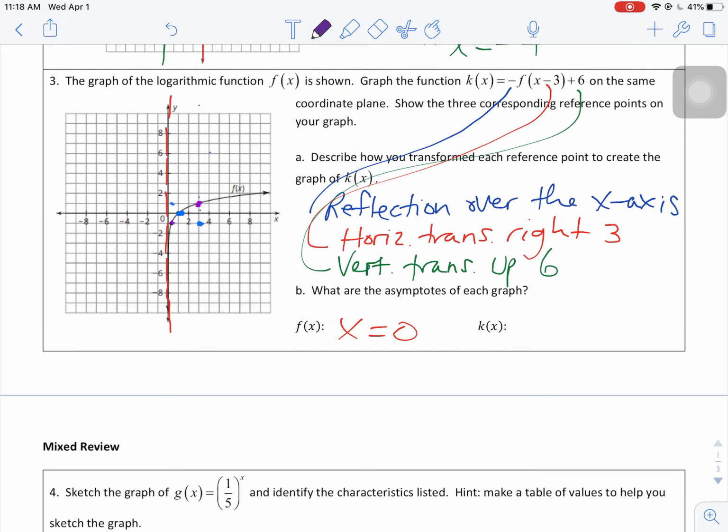Let's do... So right 3, 1, 2, 3, and then up 6. 1, 2, 3, 4, 5, 6. So that was this point that I just moved. Now I'm going to do this one. So right 3, 1, 2, 3, and then up 6. And then this last one here, we're going to go right 3 and then up 6.